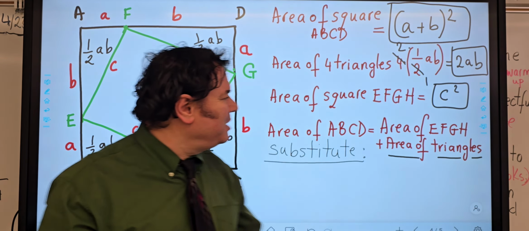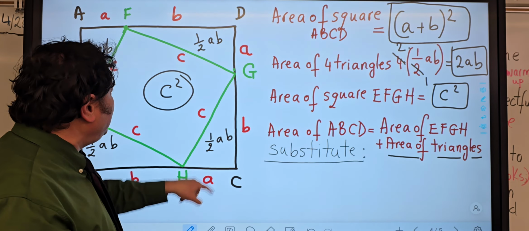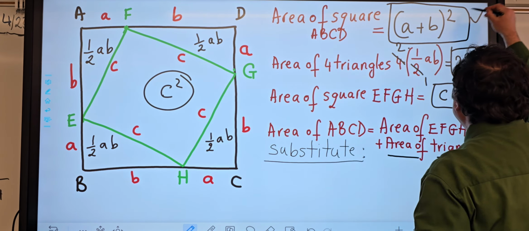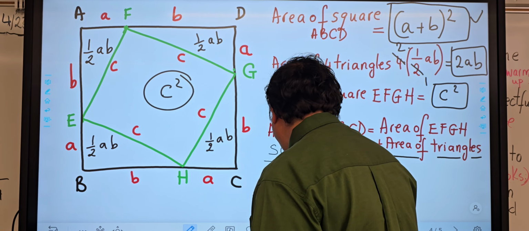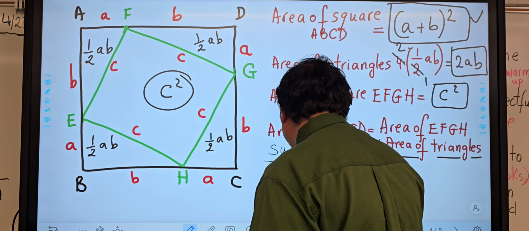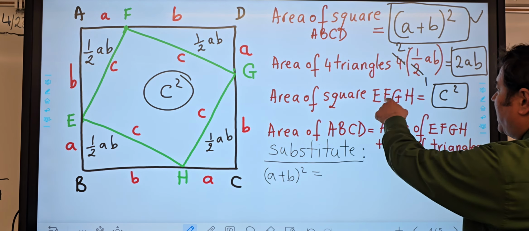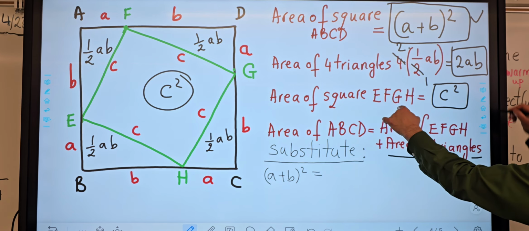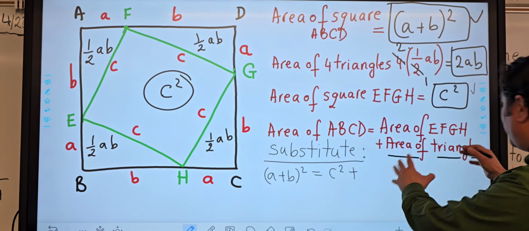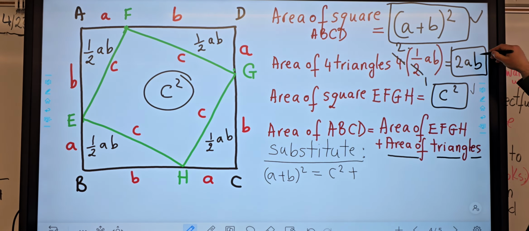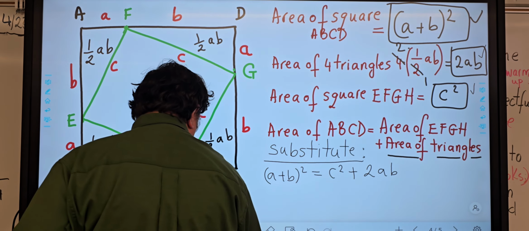And now we are going to substitute. Let's substitute the area of ABCD. So instead of area of ABCD, we're going to put A plus B squared. So let's write that down. We're going to have A plus B squared equals, now the area of EFGH, this area was C squared, so equals C squared, and plus the area of all the triangles, which is 2AB. 2AB, and let's continue to see what we get now.